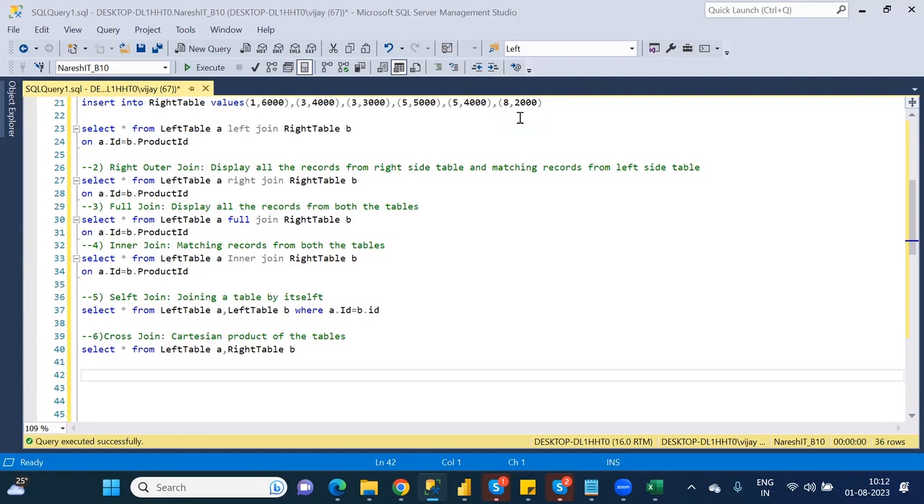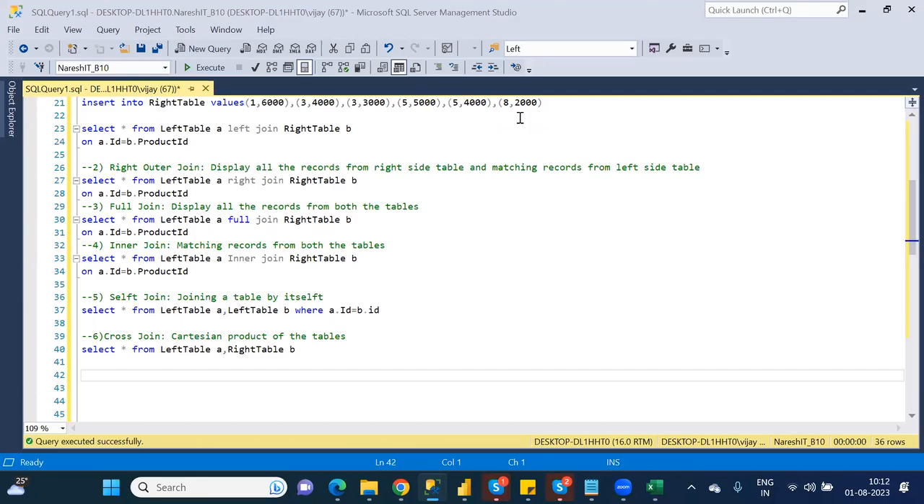If it is a full outer join, that means all the records will be displayed, whether matched or unmatched. Inner join means only matching records will be displayed. Understand? The self join and cross join are completely different from the other joins.